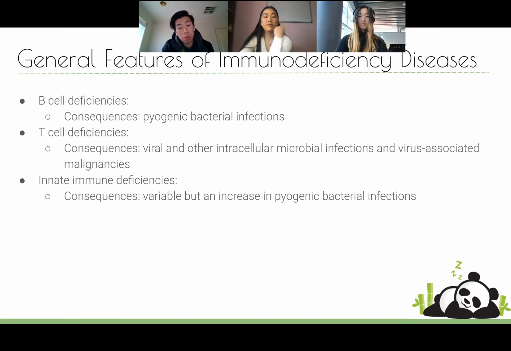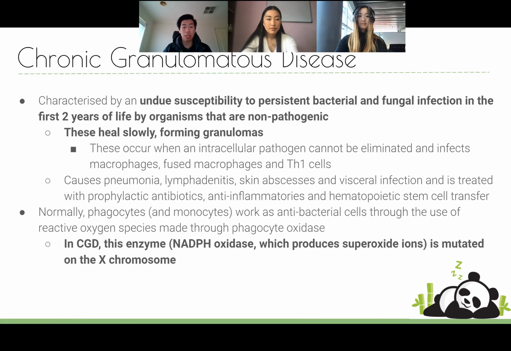And therefore, the innate immune deficiencies are a little bit more general because they're more defensive against a whole range of things. So you'll get an increase in bacterial infections really, but also other factors as well. It's a little bit more broad because the innate immune system is more broad in its purpose. But let's get into a couple of these diseases.